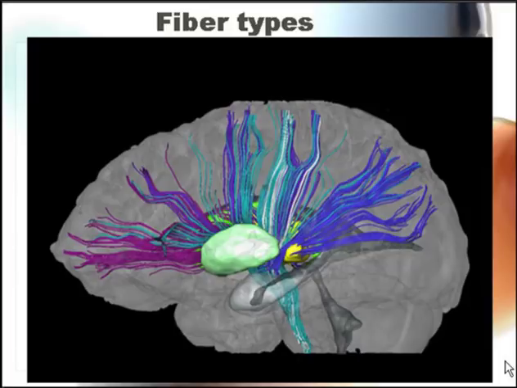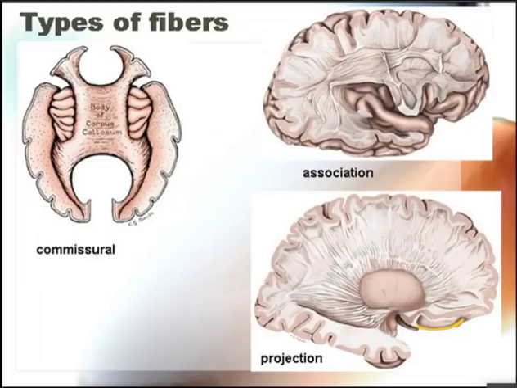This is the second part of the presentation where we are going to discuss the various fiber types, and let's look at the types of fibers that we see in the cerebral cortex. We have three main types of fibers: commissural fibers, association fibers, and projection fibers.